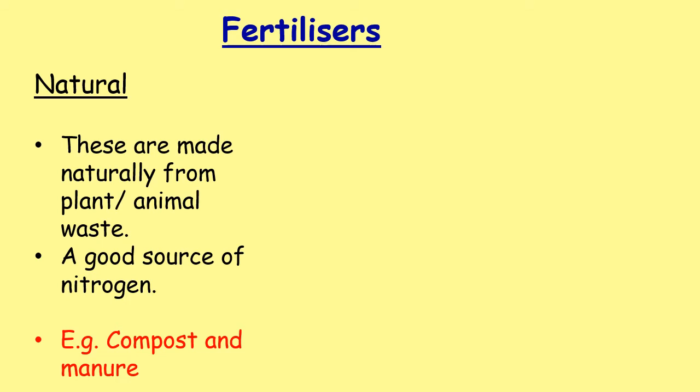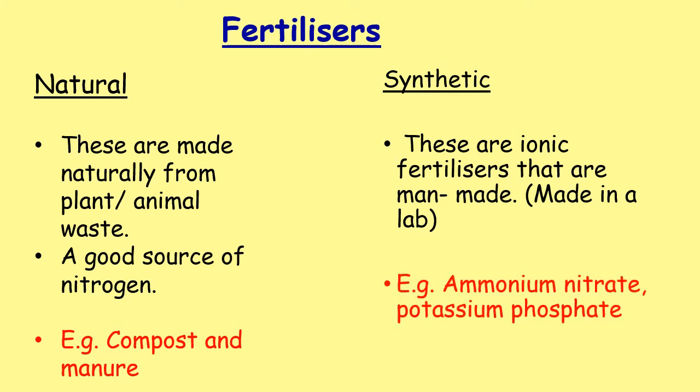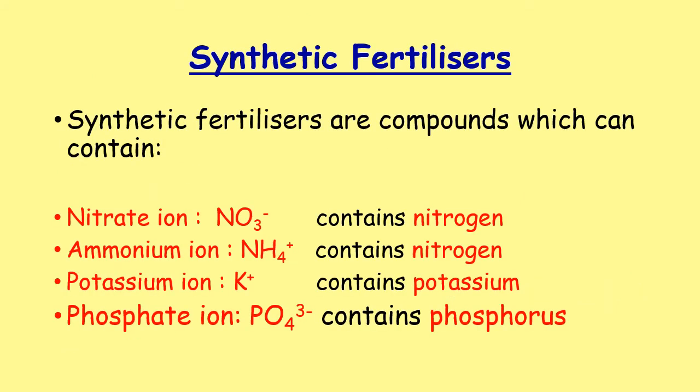When it comes to synthetic fertilizers, these are fertilizers made of ions. So they're sometimes called ionic fertilizers, and they are man-made. They're often made by the reaction of an acid with an alkali. Examples include ammonium nitrate, which is really high in nitrogen, because nitrogen is in ammonium and it's in nitrate, or potassium phosphate, which is high in potassium and phosphorus.